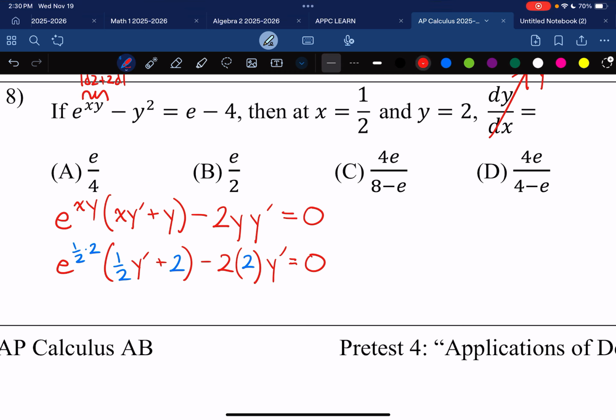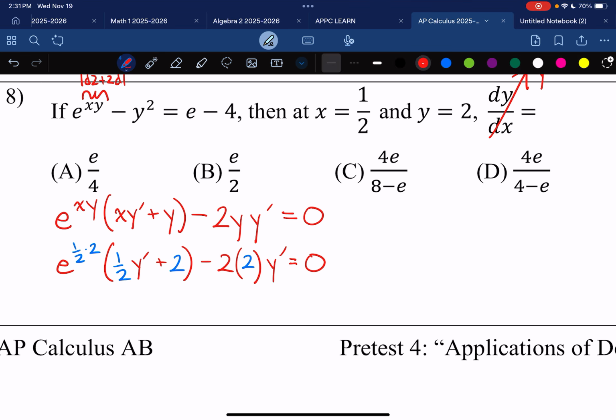I'm going to do a few things at the same time. Hopefully you can keep up with me. 1/2 times 2 is 1. So this is really e to the power of 1, which is just e. This whole thing is just e. And I'm going to distribute that e into these two terms to see what happens. You'll see why we have to do that in a little bit.